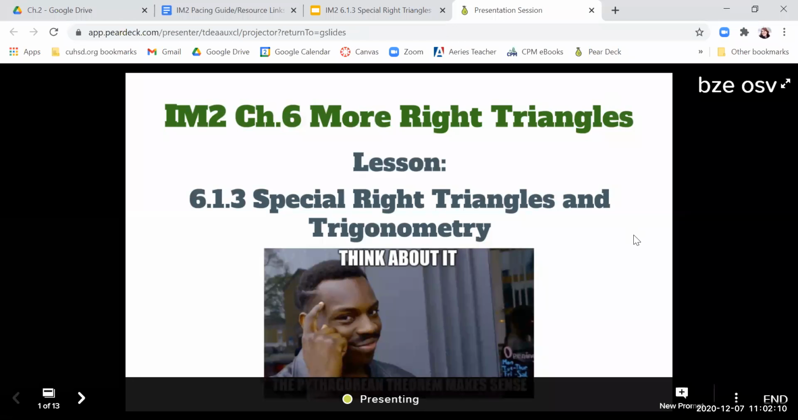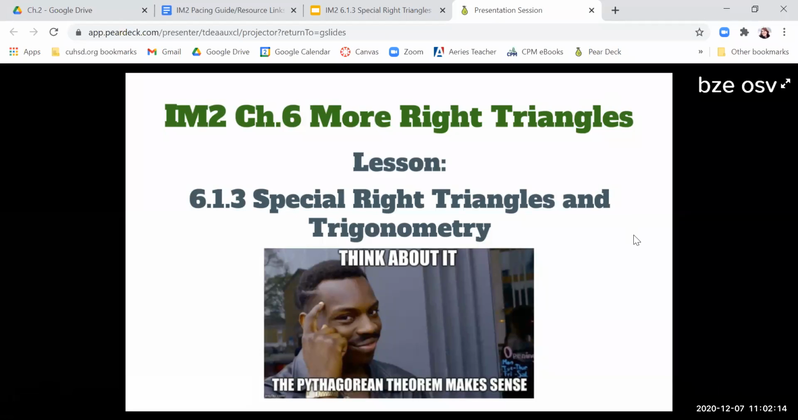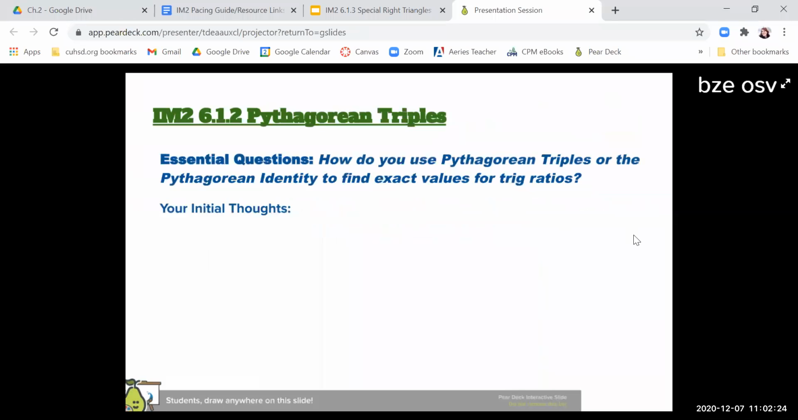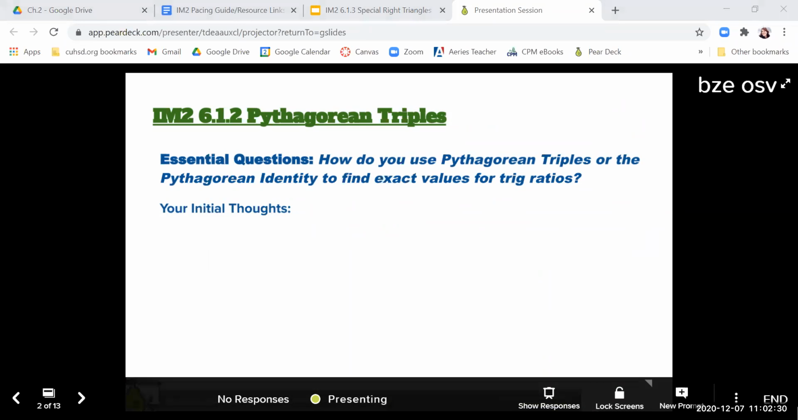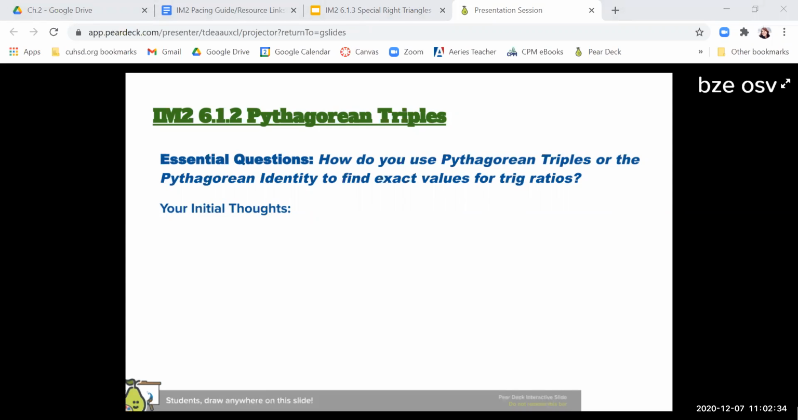Okay, so this is 6.1.3, and we are going to be connecting ideas about special right triangles and trigonometry. All right, so take a moment and read that essential question to yourself, and go ahead and jot down any thoughts you have about any part of that question. Does anything on there look familiar?